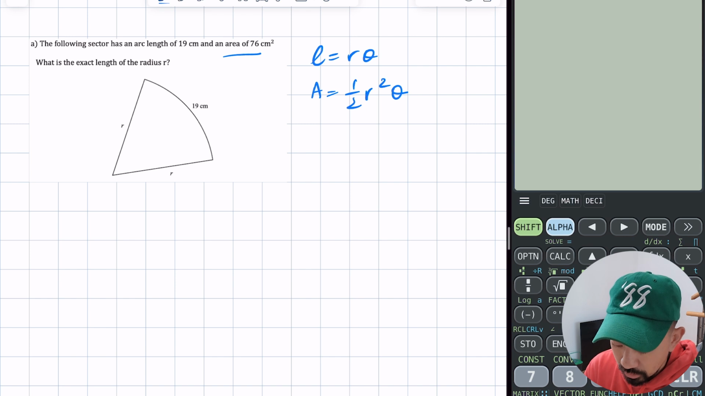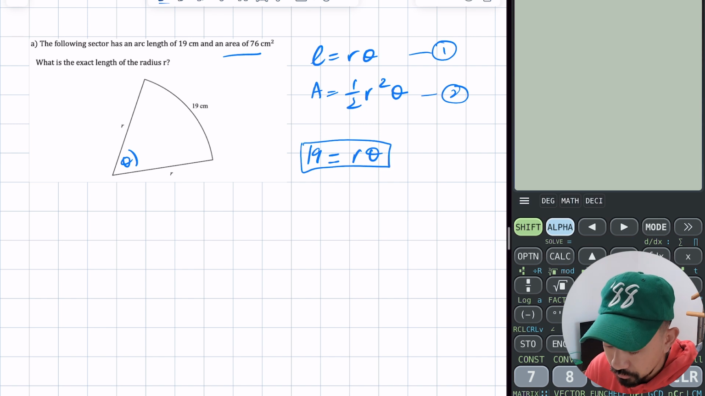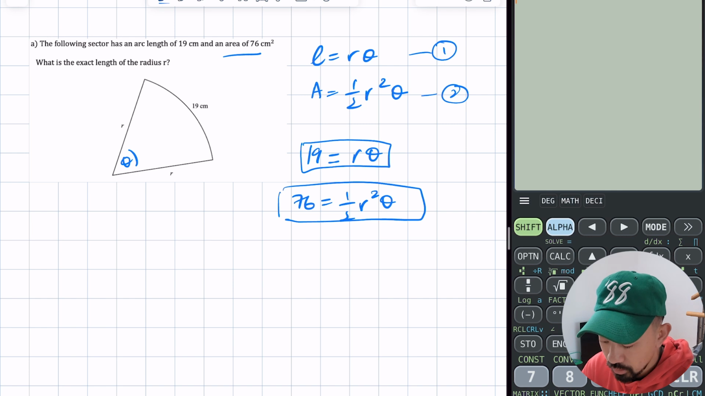So first of all, let's just do a substitution with this first equation here, length. So I know the length is 19, and that's equal to R theta. And I don't really have anything else I can substitute in there, so let me just leave that here for now. Okay, and then the area, right? The area is 76 centimeters squared, and that's half R squared theta. Okay, so that is my second equation here. Now, hopefully you can see I'm going to form some sort of simultaneous equation, and I'm going to manipulate this and substitute it into this.